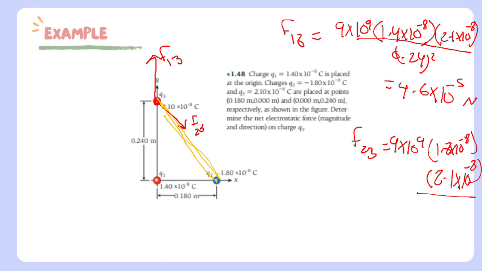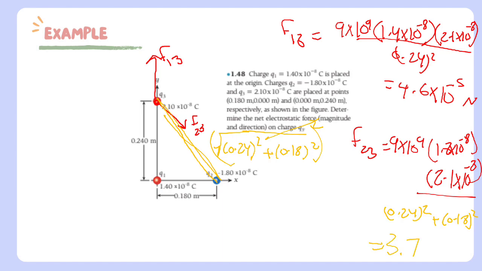And it's as simple as doing the square root of 0.24 squared plus 0.18 squared. And then all of that is squared. So it'll be 0.24 squared plus 0.18 squared. And that would give us a value of 3.78 times 10 to the power of negative 5 Newton.